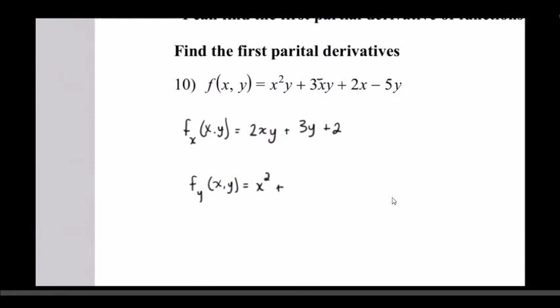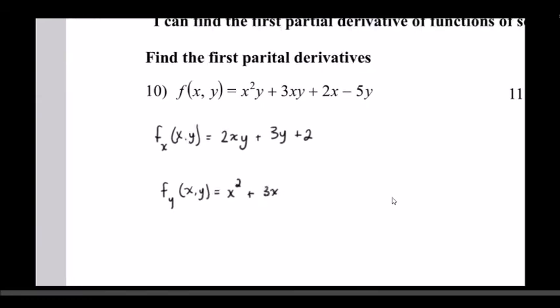And here, if we take out the x expression, the derivative of y is 1, and then 1 times the x expression is 3x, so we've got 3x. Here, x is a constant, so the derivative of that is 0. And then here, the derivative of 5y is 5, so minus 5.